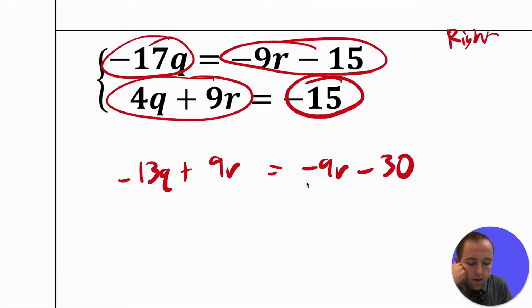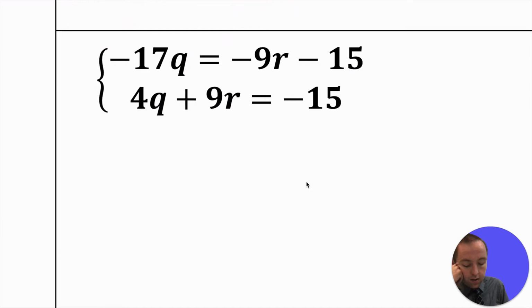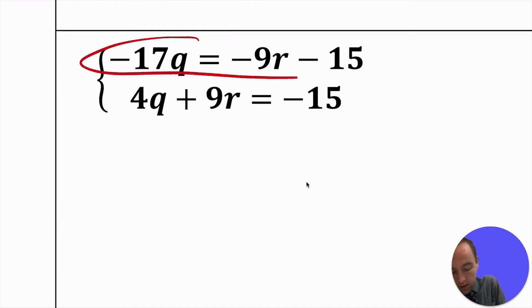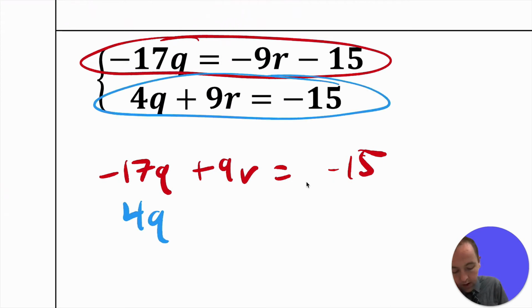So typically, what's standard in terms of doing an elimination problem is to have your variables all on one side, so really a standard form of a linear equation. So you can see what I did there is I added 9r to both sides, and then the other equation is already in standard form, so I'll just copy it.